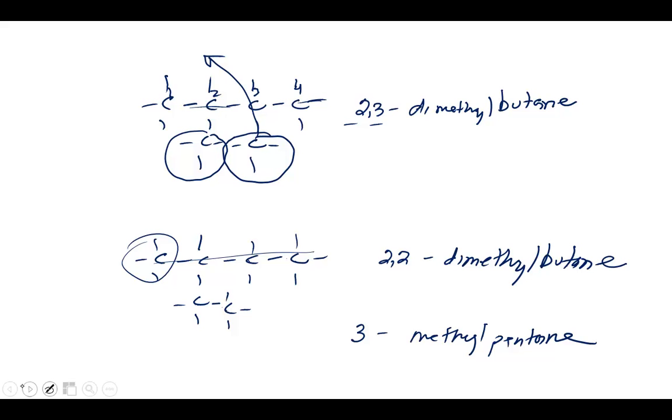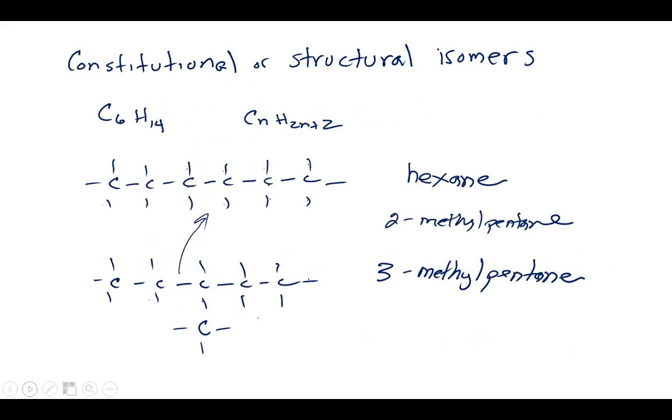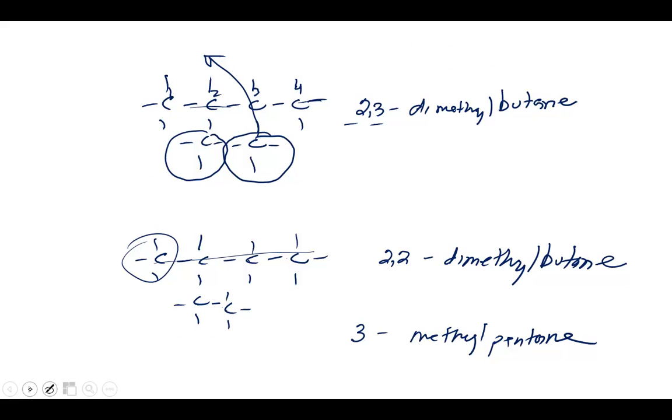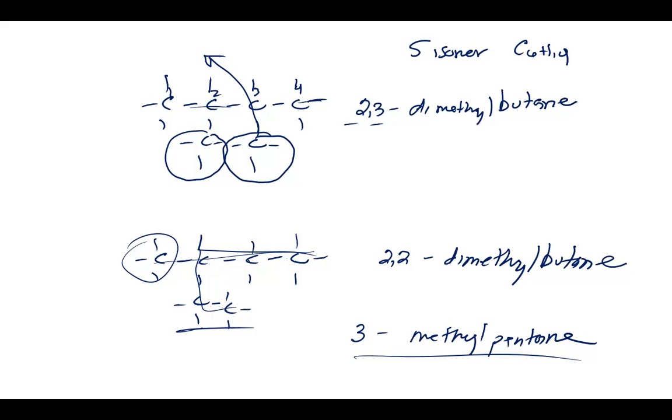Well, we've seen that before, right? Let's go back to the previous slide. Right there it is, 3-methyl pentane. So you've got to be careful when you're doing structural or constitutional isomers. It's tempting to do something like that, but if that makes this the longest chain, this is actually the same thing as 3-methyl pentane. So in the end, we had 5 isomers of C6H14.